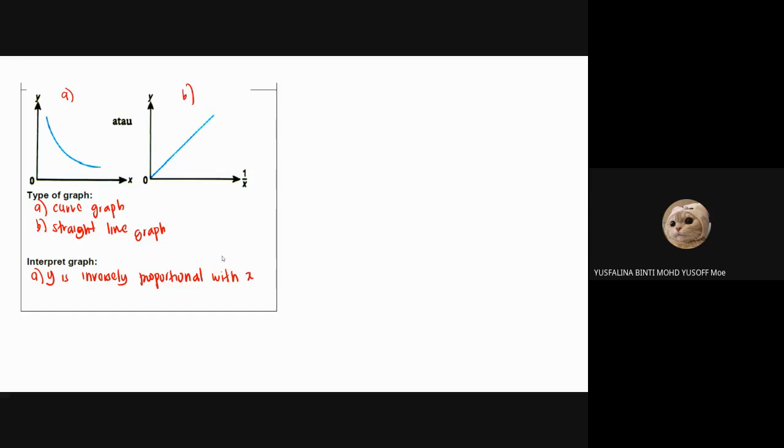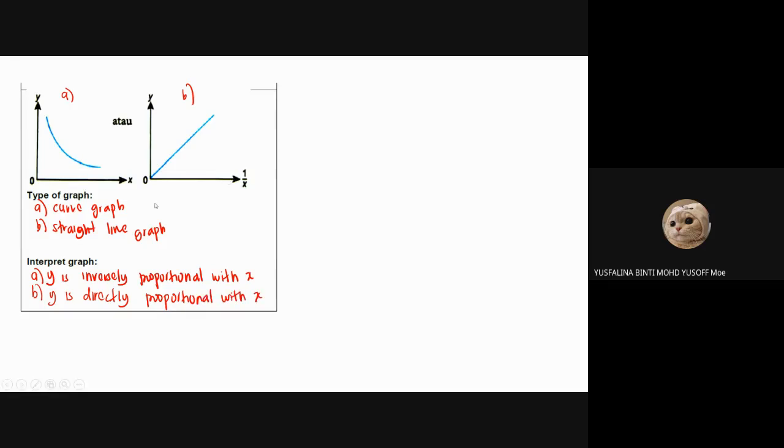However, if we change the x-axis, let's say for this graph, you change the x to 1 over x, you will get a straight line graph and it will pass through the origin. So what is the relationship for this graph? For B, the graph is directly proportional with x.